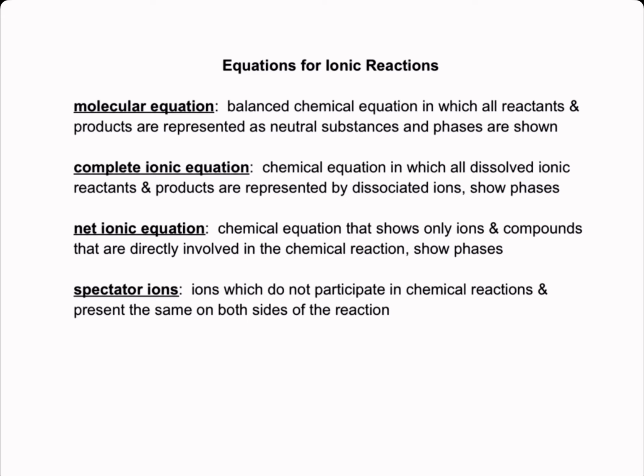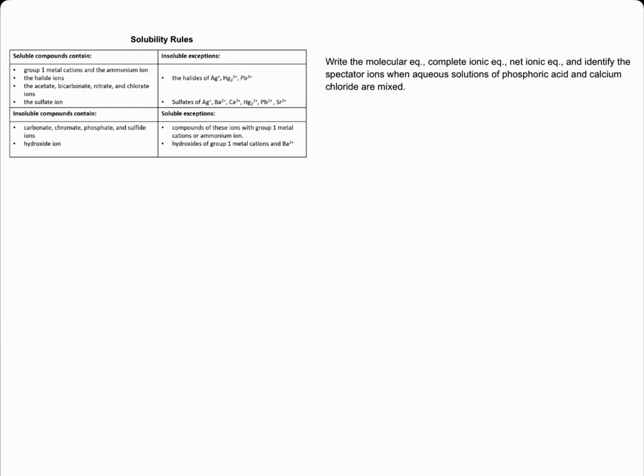The net ionic equation is a chemical equation that shows only the ions in compounds that are directly involved in the chemical reaction. You still show phases for that. And your spectator ions are ions which do not participate in chemical reactions and are present the same on both sides of the reaction. Let's take a look at an example. Write down the molecular equation, the complete ionic equation, and the net ionic equation, and identify the spectator ions when aqueous solutions of phosphoric acid and calcium chloride are mixed. When you are doing these types of reactions, you have to label your reactions. So we're going to always start off with the molecular equation.